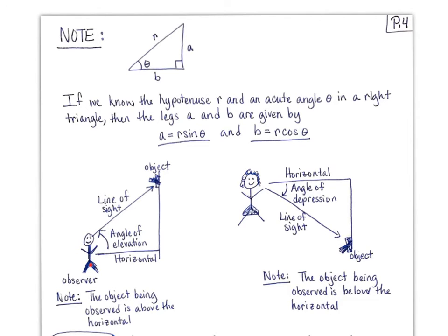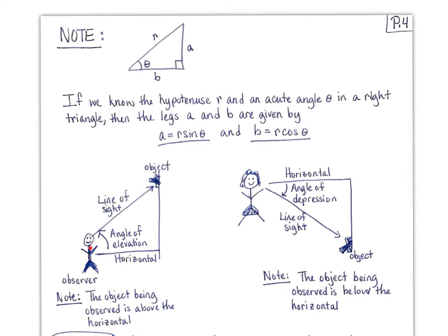Suppose you have an observer here and you have an object that the observer is looking at. This is called your line of sight. This, from the horizontal point to the line of sight, that's your angle of elevation. Now, suppose you have an observer here looking at an object that is below your horizontal. The object is below the horizontal. This is your line of sight. And notice you have an angle of depression.